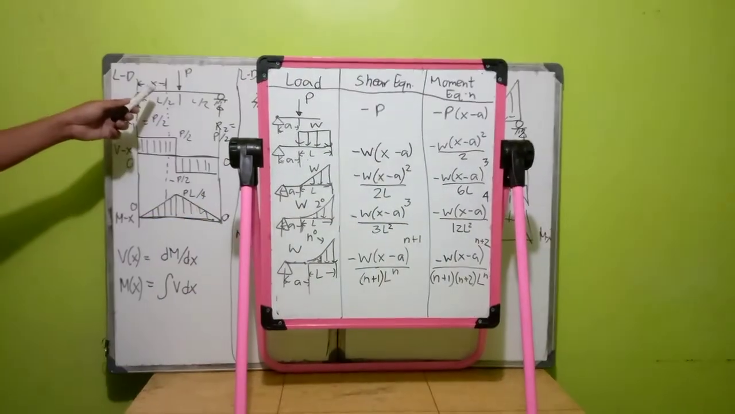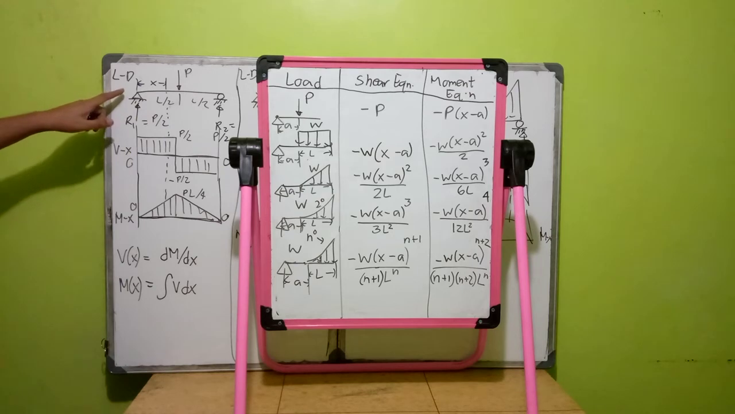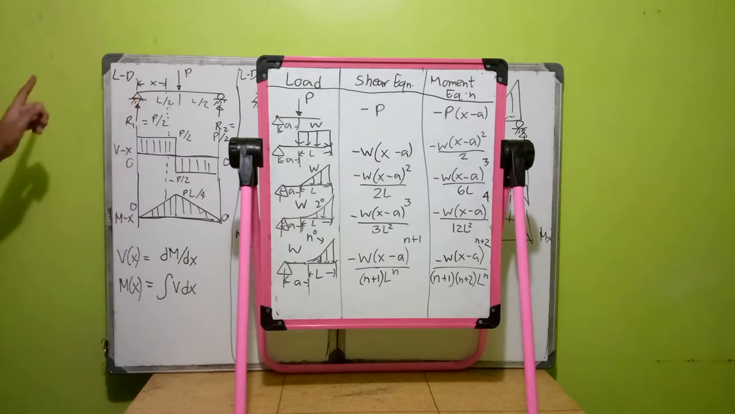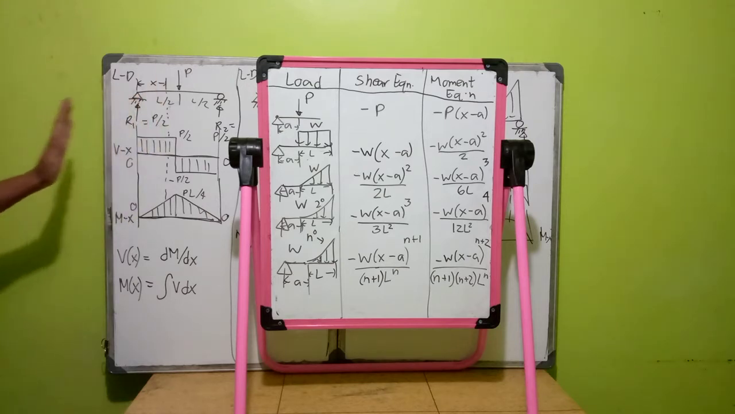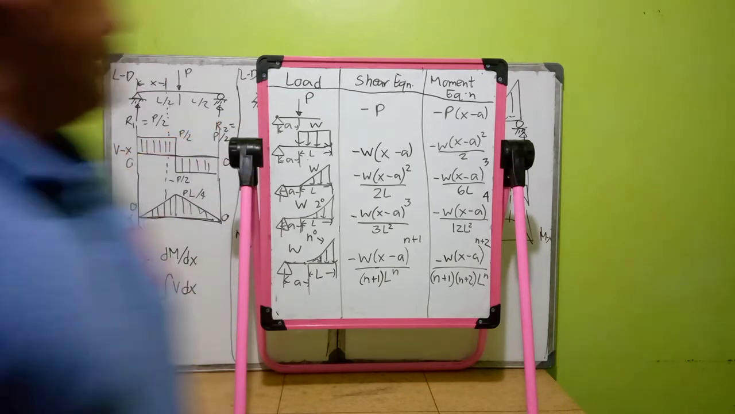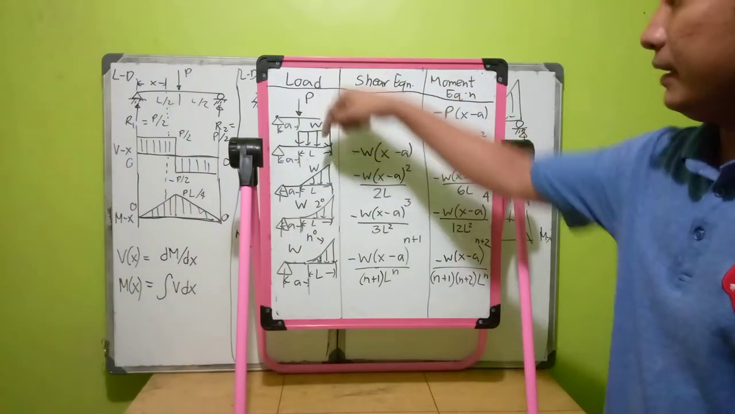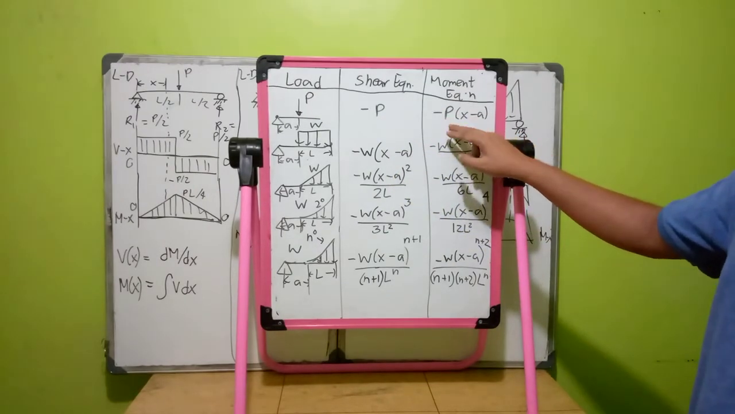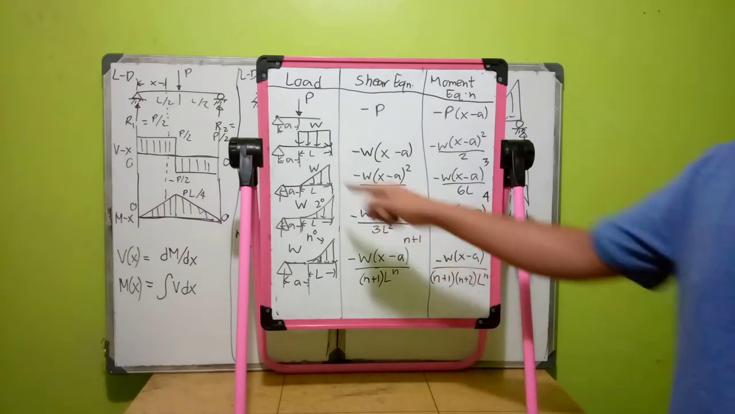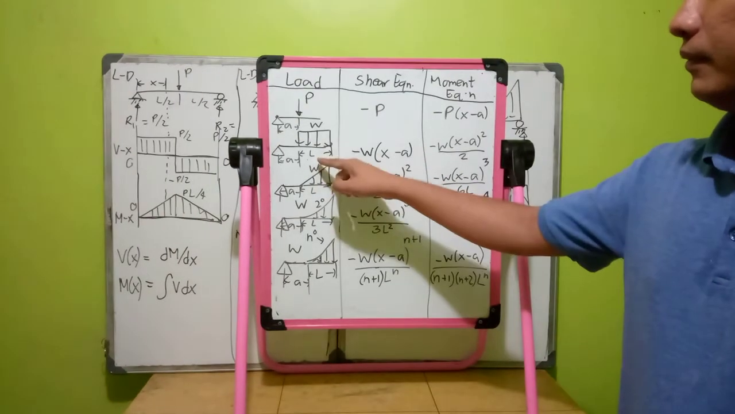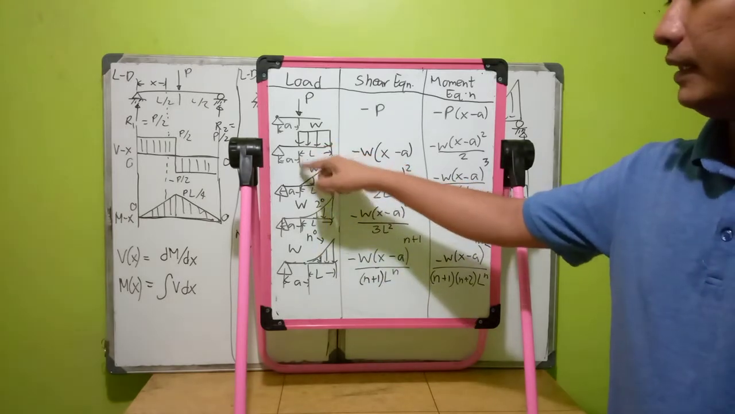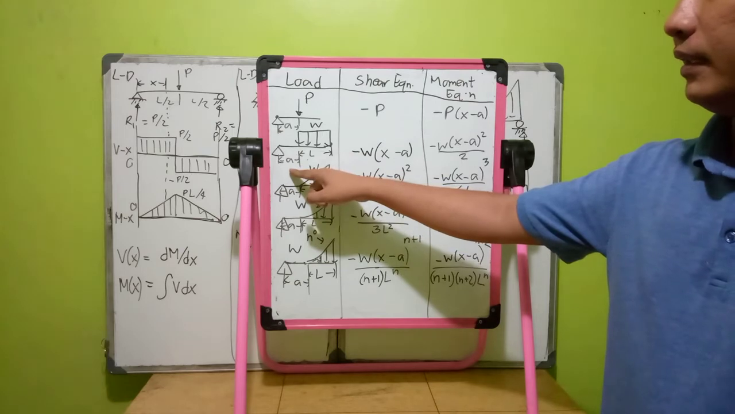x is any value or any measurement, a distance measured from the leftmost part of your beam up to any point within your beam. So here, for load P, your shear equation is negative P, and your moment equation will be negative P times (x minus A).